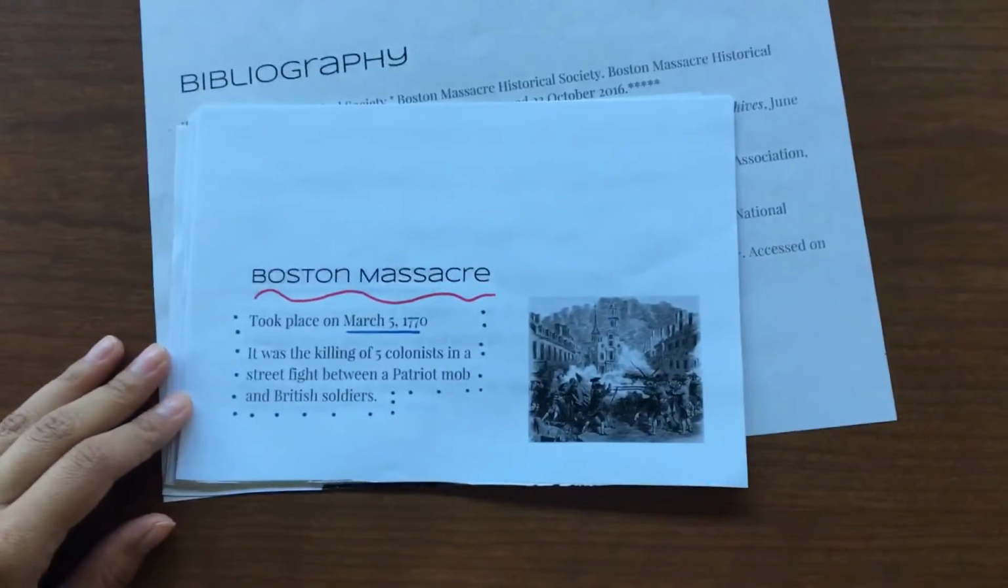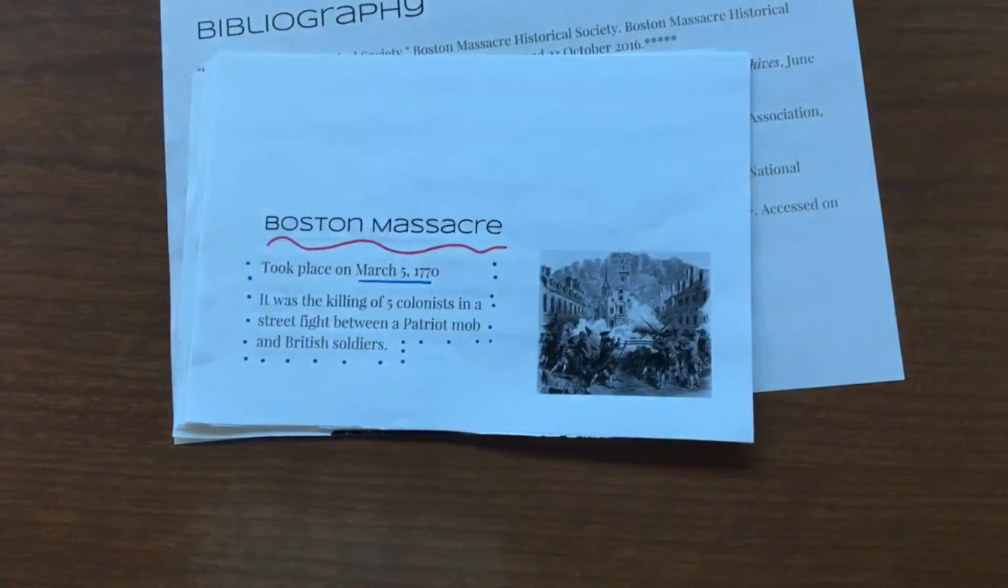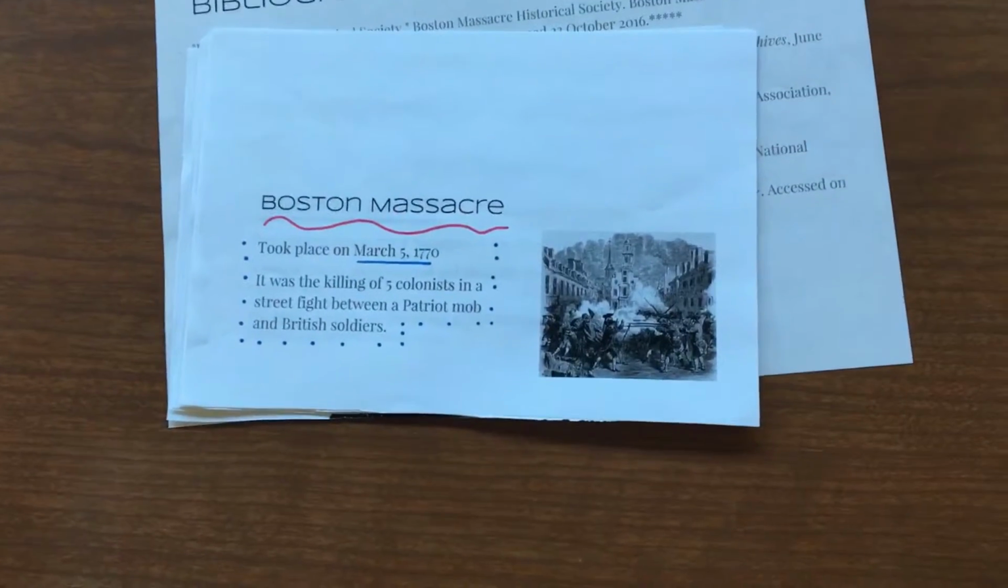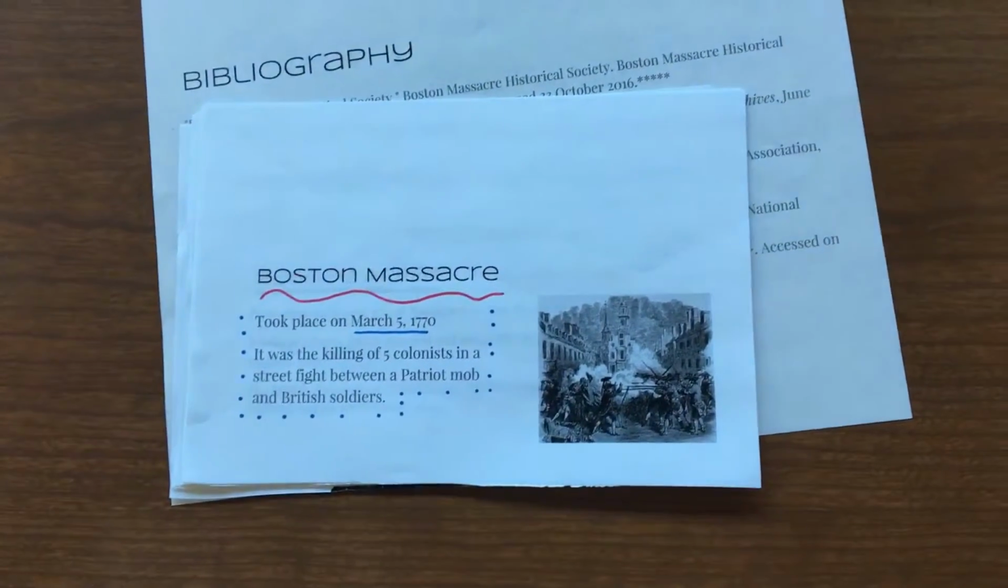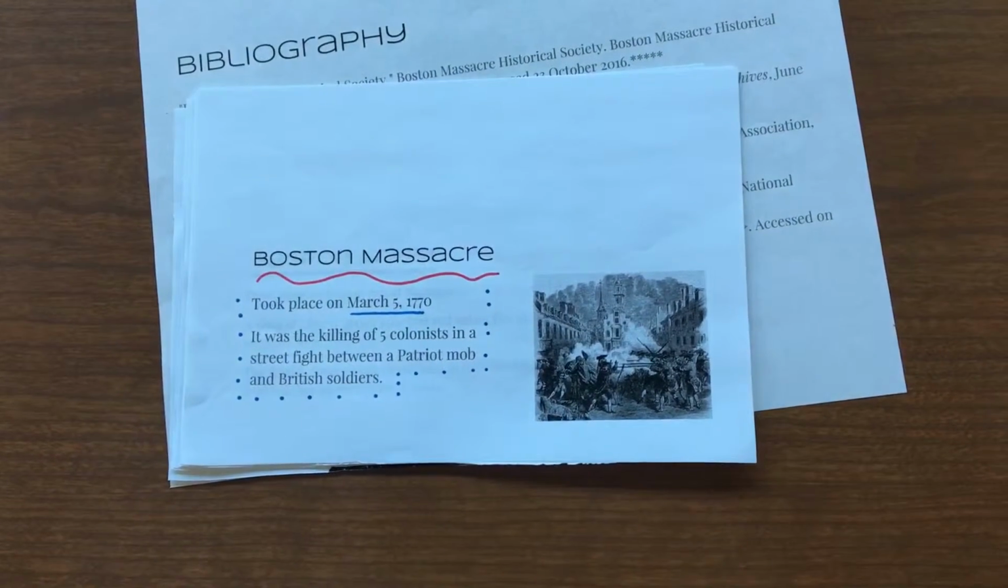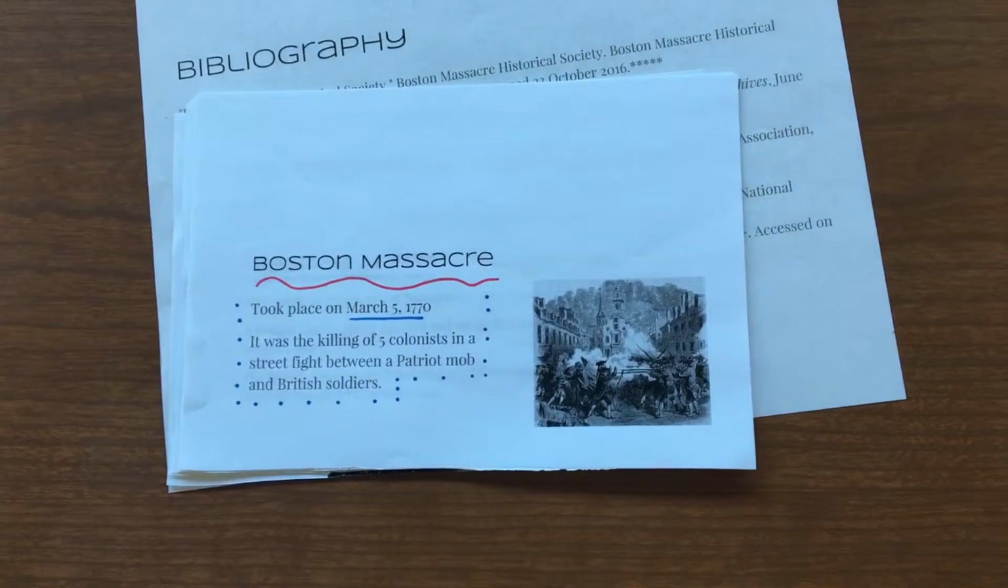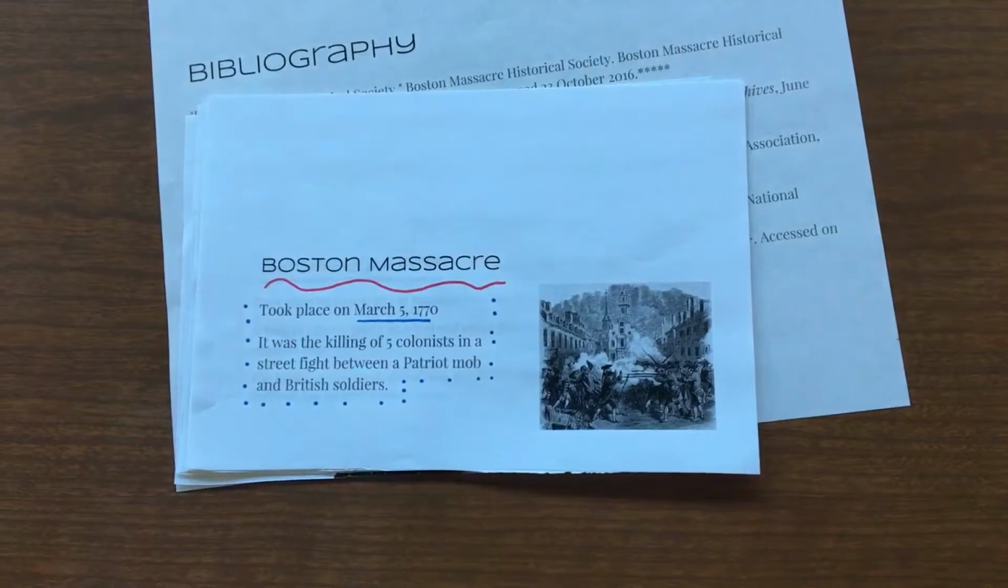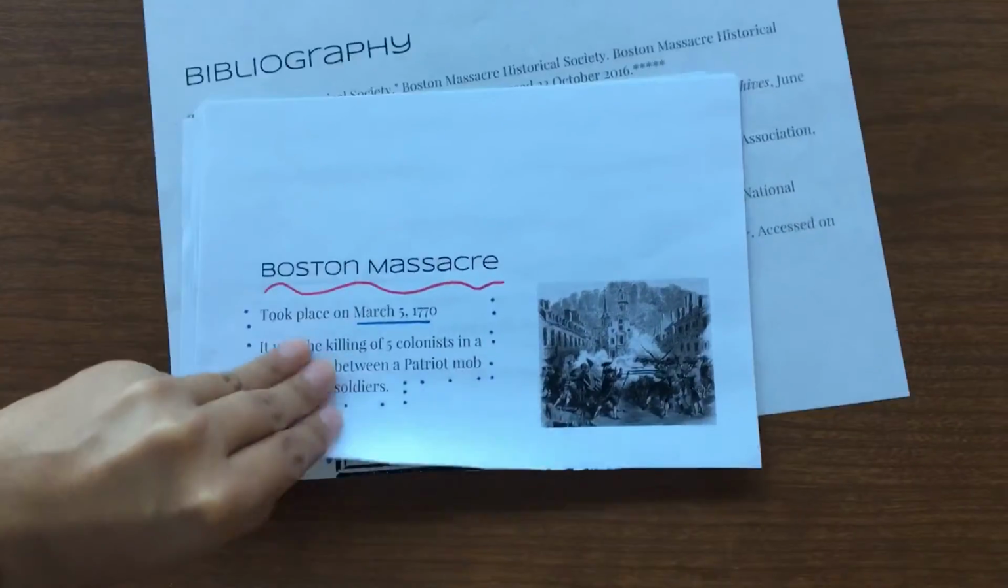Boston Massacre. The Boston Massacre took place on March 5, 1770. It was the killing of 5 colonists in a street fight between a patriot mob and British soldiers. The British troops were stationed there to stop protests and keep order, but instead provoked outrage among the colonists.